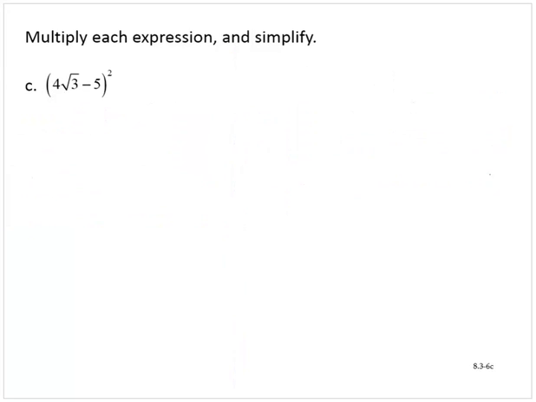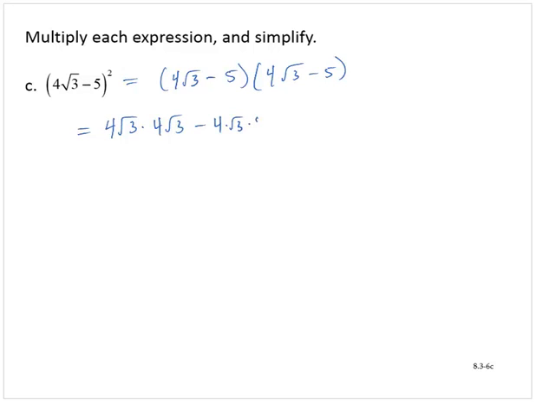In exercise C, we have 4 times the square root of 3 subtract 5 squared. So we have the square of this quantity, and so I will write this out as 4 times the square root of 3 minus 5 by 4 times the square root of 3 minus 5, and apply the same concept as in the previous exercise. So then I would have 4 times the square root of 3 times 4 times the square root of 3, outers minus 4 times the square root of 3 times 5, inners minus 5 times 4 times the square root of 3, and then last I'd have plus 5 times 5 is 25.